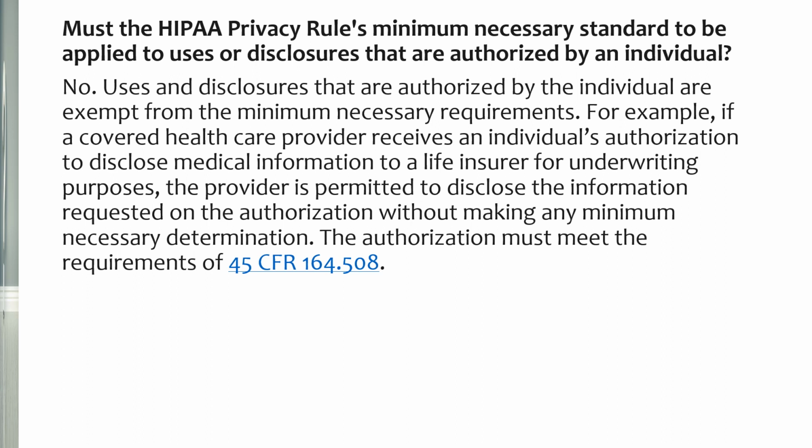Must the HIPAA privacy rule's minimum necessary standard be applied to uses or disclosures that are authorized by an individual? No. Uses and disclosures that are authorized by the individual are exempt from the minimum necessary requirements. For example, if a covered healthcare provider receives an individual's authorization to disclose medical information to a life insurer for underwriting purposes, the provider is permitted to disclose the information requested on the authorization without making any minimum necessary determination. The authorization must meet the requirements of Title 45 Code of Federal Regulation 164.508.